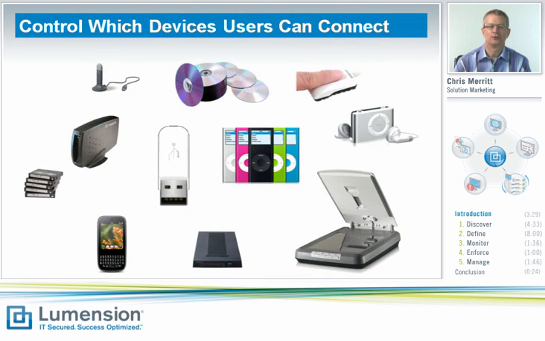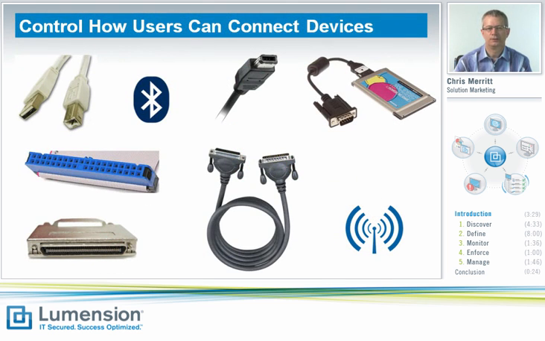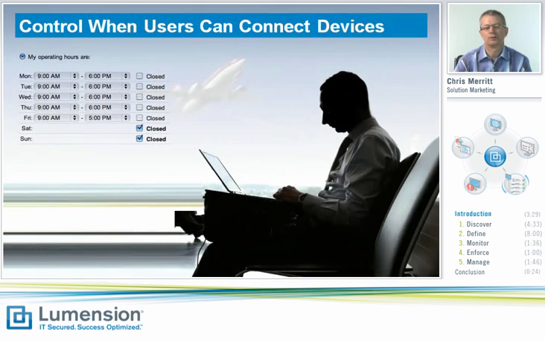Lumension Device Control allows you to control a great number of devices ranging from USB keys, external hard drives, CDs, DVDs, and so on and so forth. You can control the ports that users use to access those devices: USB, FireWire, Bluetooth, PCMCIA, and so forth. You can also control when users connect to the endpoints and how, what data they can download, controlling the time of day, the time of week, online and offline users.